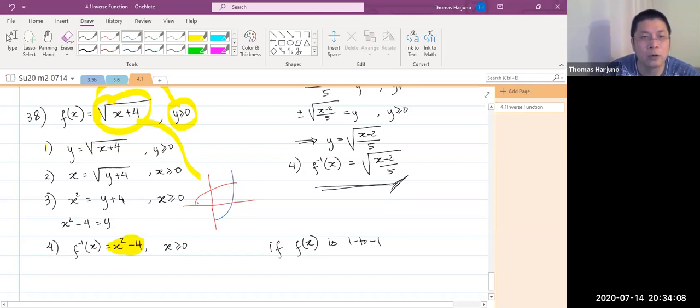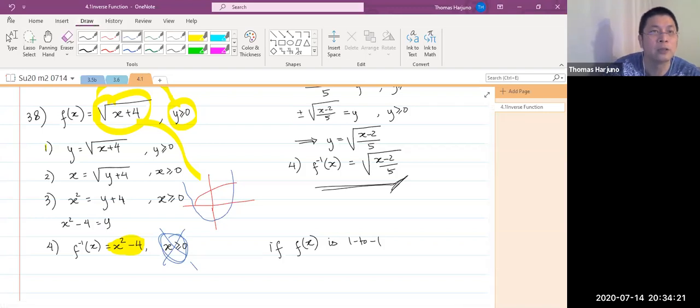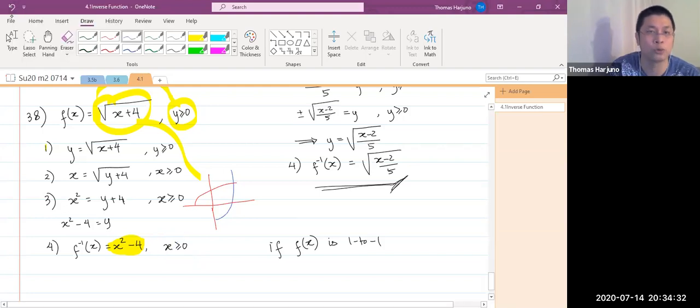Okay. Now, but if I don't have this restriction, then the graph of that x squared minus 4 will be like this, which is not one-to-one. So that's a violation, something not right there. Okay. It has to be one-to-one for us to find the inverse. And the resulting inverse function has to be one-to-one also.